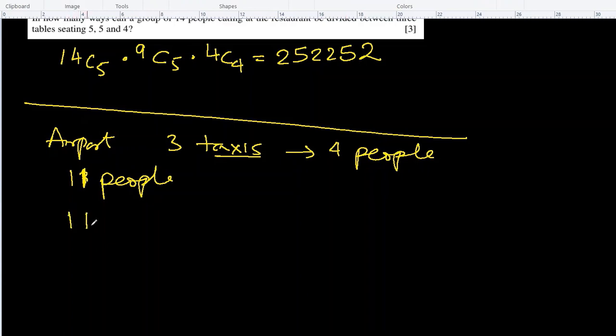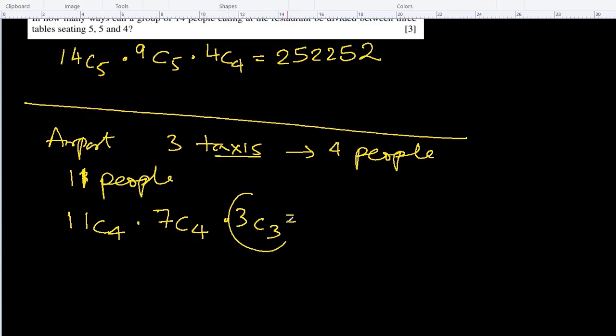So it will be the same way. 11C4. 4 people are selected for the first taxi. They sit in the taxi and go. Any 4. Remaining are 7 people. So we'll select 4 again from those people and they will go. And remaining are 3 people which will take 3 seats in the taxi. The 4th seat will be vacant and that will be the answer.